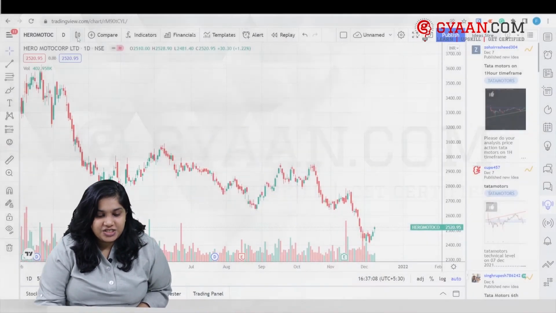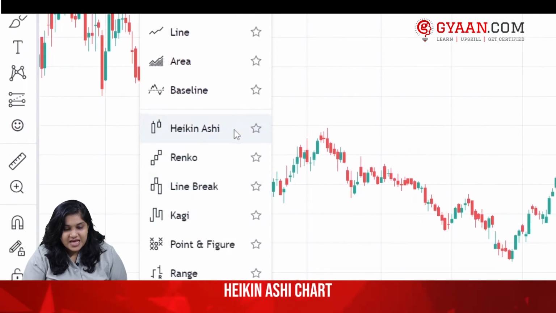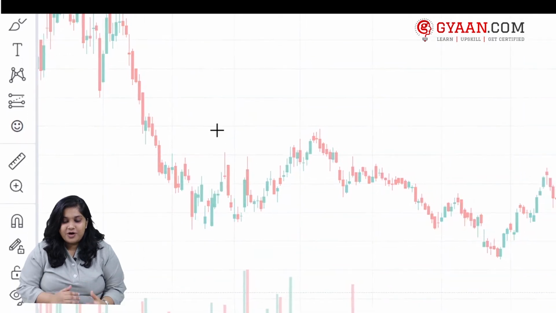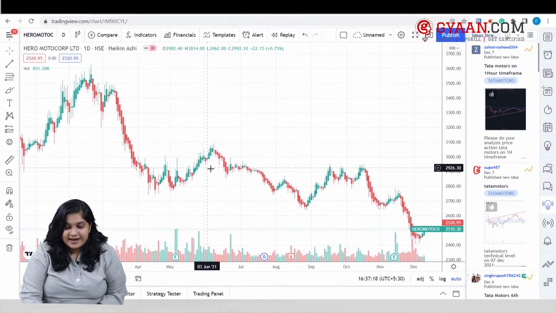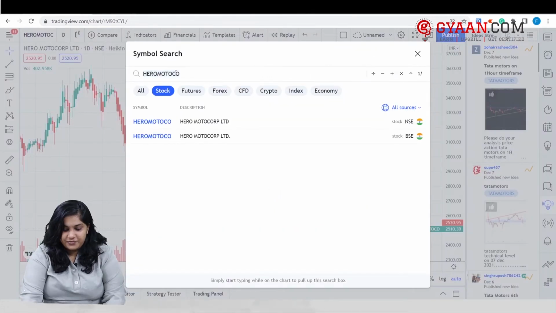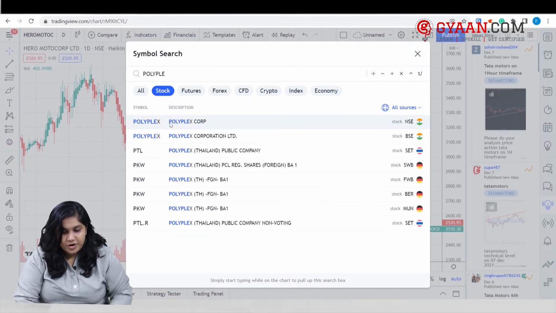For this strategy, we are going to be using a Heikin-Ashi chart. So when we go here, you have the option, you can see Heikin-Ashi. It's another type of a candlestick chart itself where you will see red and green candles. Let's take an example of one of my favorite stocks, Polyplex.